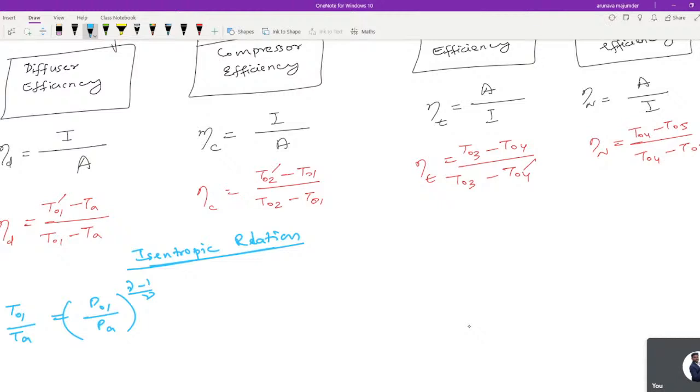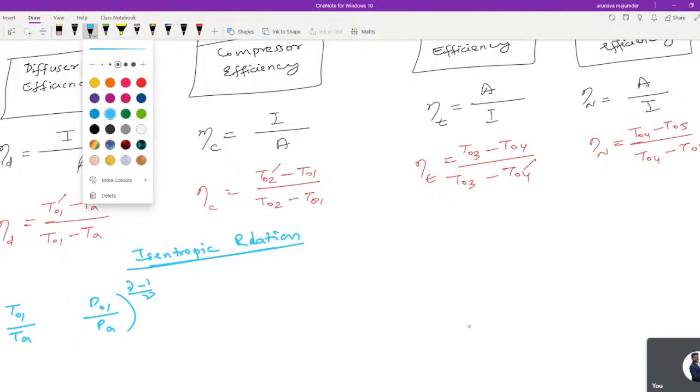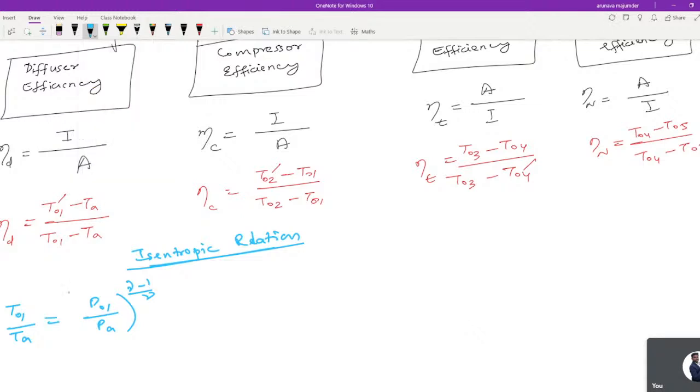Now I have seen many students messaging, ma'am, how to remember such a formula, is there any trick like that? Basically there is no trick, you have to remember it. What I follow from my point of view is, I know the gamma value is 1.4, right? And gamma minus 1 is 0.4, so 0.4 by 1.4.